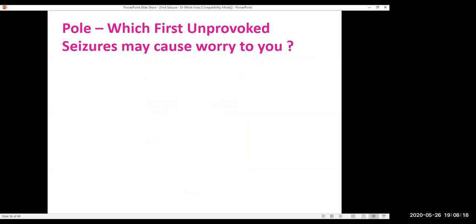When a child presents with a first unprovoked seizure, which seizure type would be the most worrying to you? You can choose more than one.